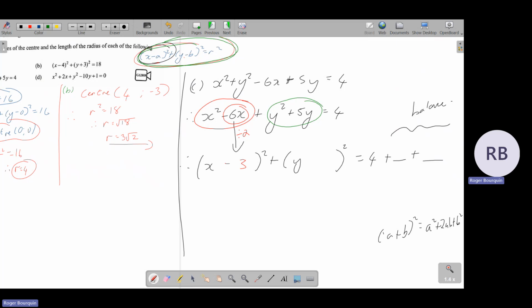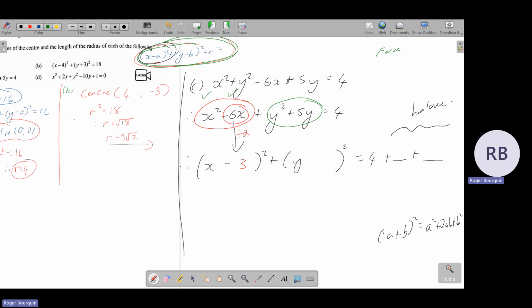I call this the force and balance method. So I force in minus 3. How do I get that minus 3? Always by dividing by 2. Now if I square this back up, I get x squared, which I had, and times them together times 2, I get minus 6x, which I had. But what have I added to the left-hand side which wasn't there before? I've added minus 3 squared. What's minus 3 squared? Plus 9, right?